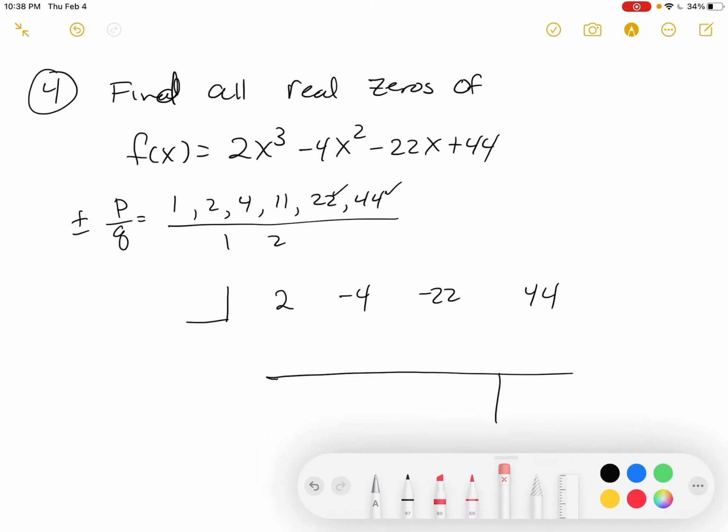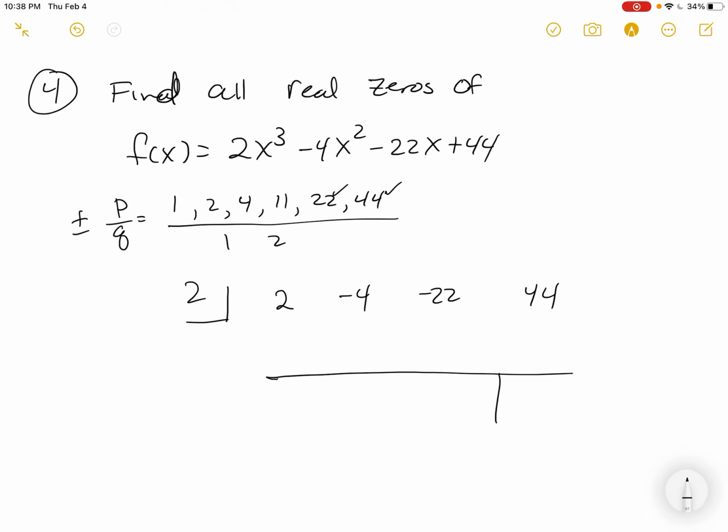Let me try positive 2. Bring down the 2. 2 times 2 is 4. 4 minus 4 is 0. 2 times 0 is 0. 0 and negative 22 added together is negative 22. 2 times negative 22, oh, look at that. Negative 44, and I get a remainder of 0.